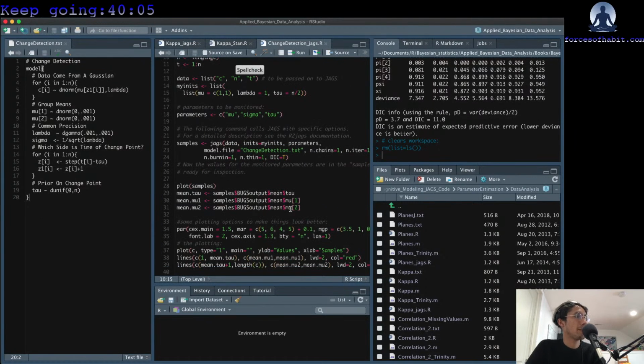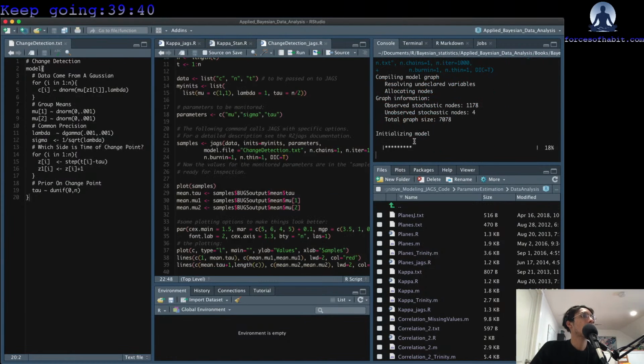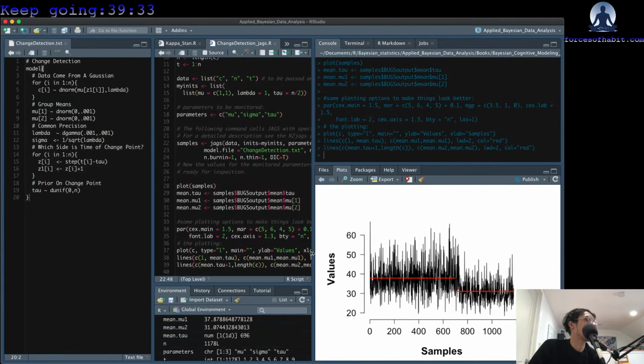So we're gonna get the bug output. It's gonna give us the mean average tau. It will give us the average for each of the first half and the second half, and then it's gonna plot it. What does that look like? Oh, nice.